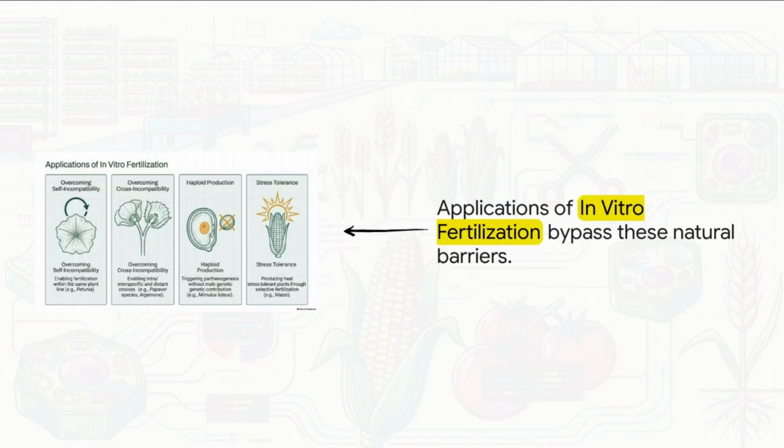So how do we get around a biological fortress like that? By using in vitro fertilization. Scientists can completely bypass those natural barriers by fertilizing the ovules directly in a test tube. This enables literally impossible crosses between totally different species. It allows for fertilization within self-incompatible lines, triggers haploid production, and crucially, it lets us introduce vital, climate-resilient traits like severe heat stress tolerance into staple crops like maize. It's an absolute game changer for protecting our global food supply.